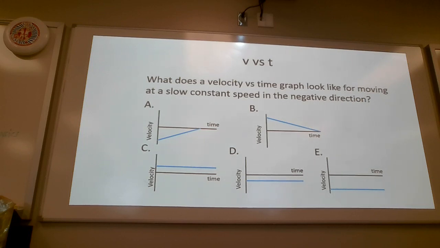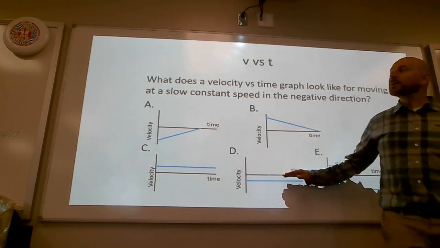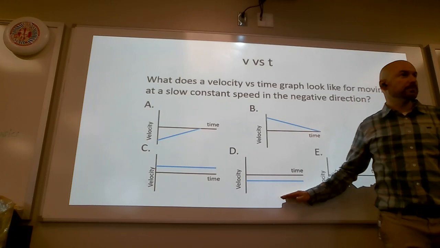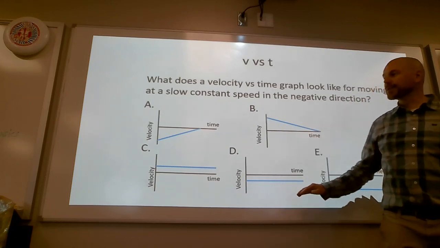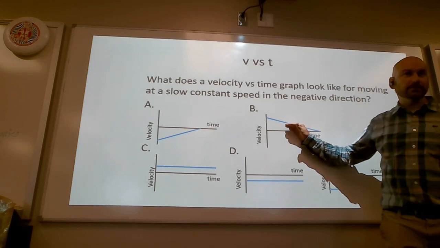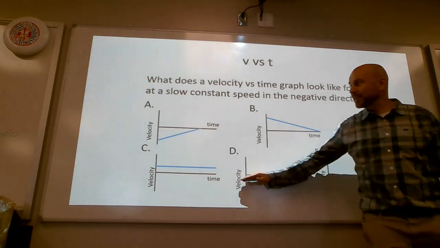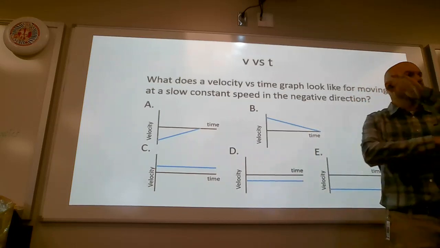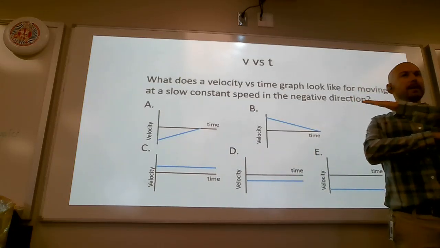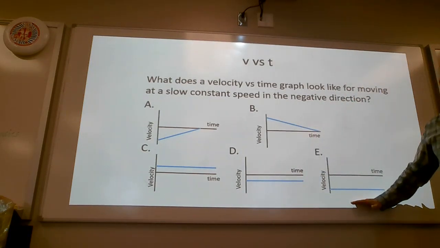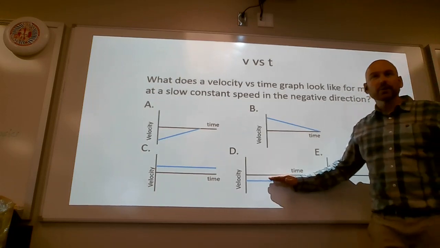Correct answer is D. Dangerous dinosaurs. Negative direction. So we're below the x-axis. If this is a position versus time graph, B would be correct. But it's not. It's a velocity versus time graph. So we're moving at a constant speed. We've got cruise control on, heading in the negative direction. It's D rather than E because E is further away from 0. This is closer to 0.